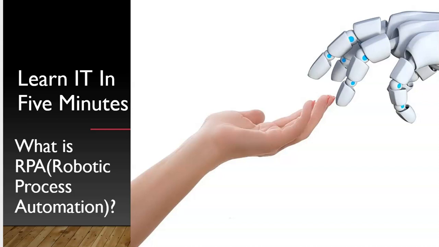And today's topic is what is RPA? RPA stands for Robotic Process Automation. It often gets confused with AI, artificial intelligence. But those are two different entities. We should not confuse RPA with AI.